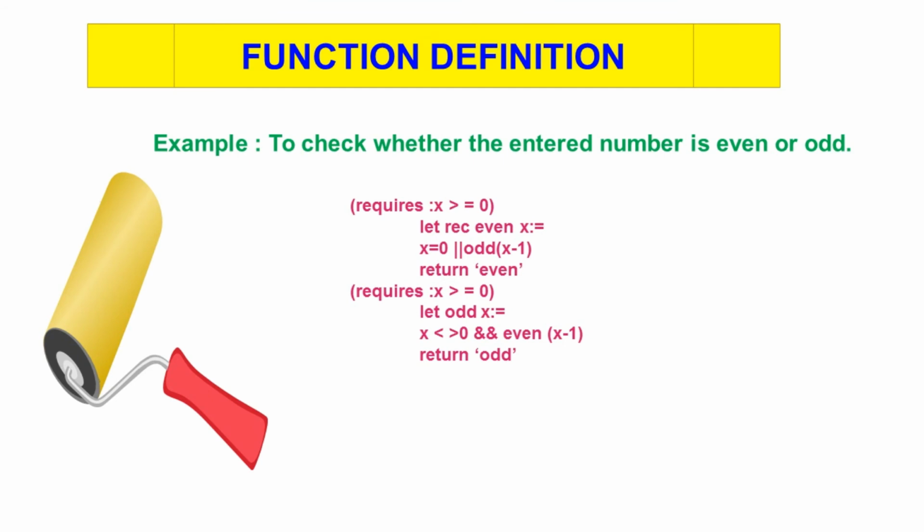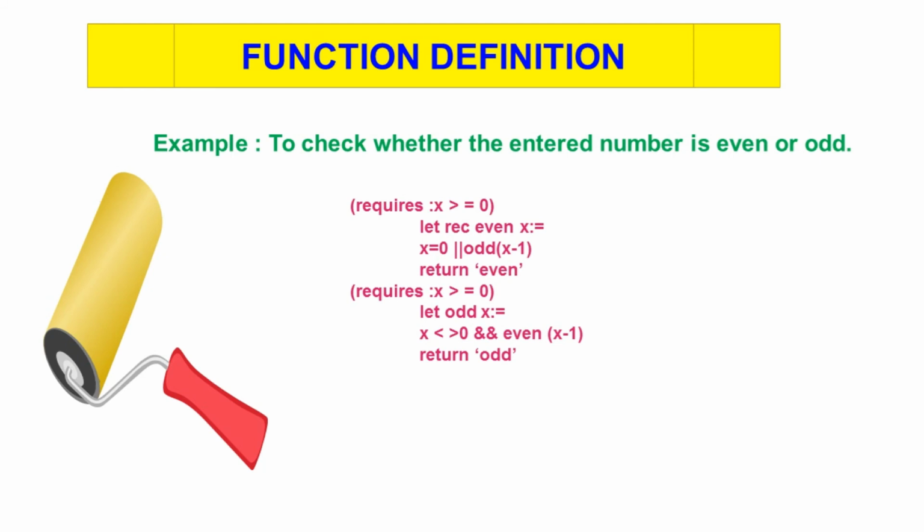Let us see an example to check whether the entered number is even or odd. So what is meant by even? A number which is divisible by 2 is even. A number which is not divisible by 2 is odd.